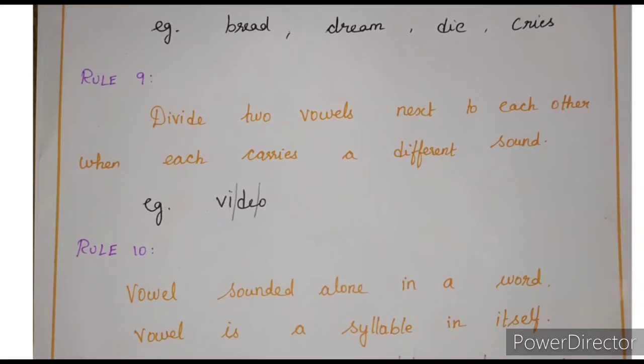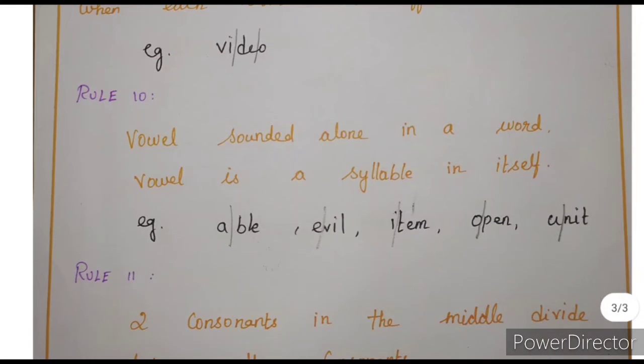Okay, children, in rule 9 it says that you divide 2 vowels next to each other when each carries a different sound. When it has a different sound, you can divide. When it seems to have the same sound, you cannot divide. Okay, children? Yes.